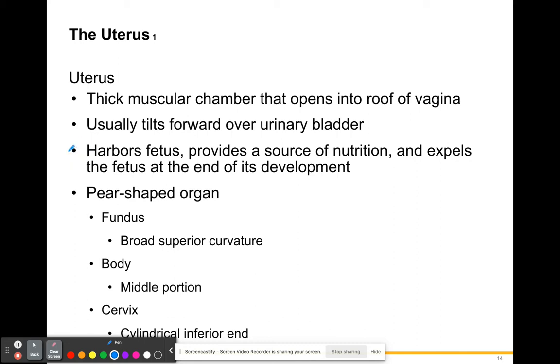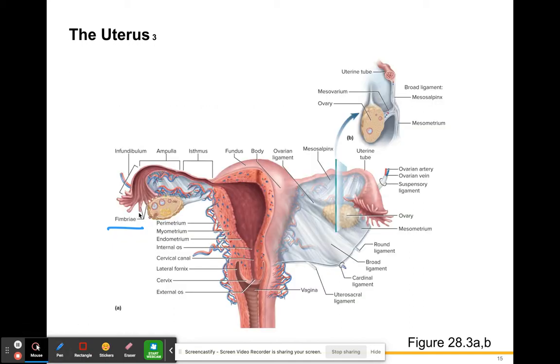Okay, that uterus is muscular, and the contractions of those muscles are what project the fetus out of the uterus during childbirth. It's a pear-shaped organ, and there are three major portions of it. There's the fundus, which is the broad superior curvature, on top. You have the body, which is the middle portion, and you have the cervix, which is the cylindrical inferior end closest to the vagina.